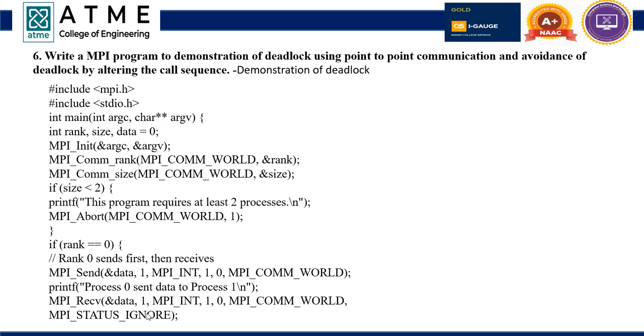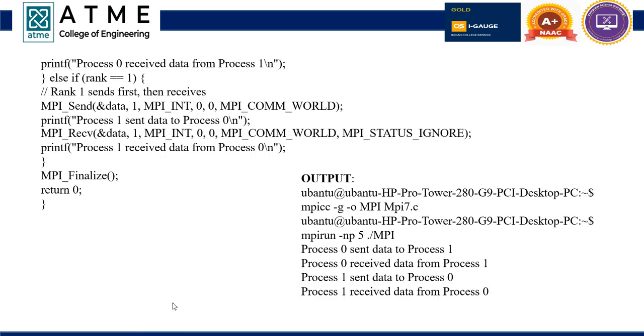Now let us see the status. If MPI_STATUS_IGNORE is there, you ignore the information, otherwise you print process 0 received data from process 1. Else if rank is equal to 1, the code is executed by the process with rank 1.